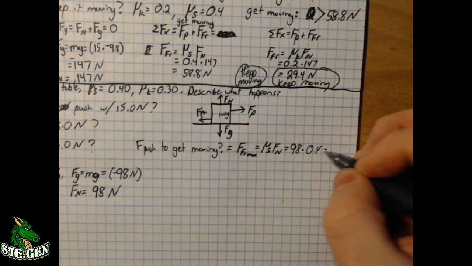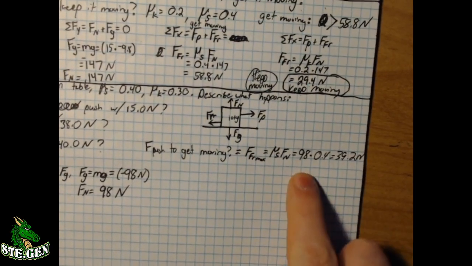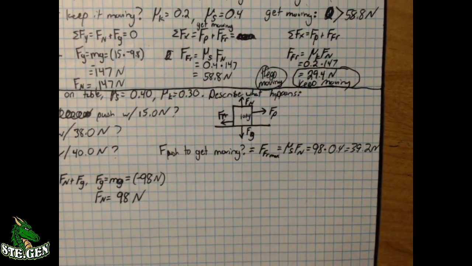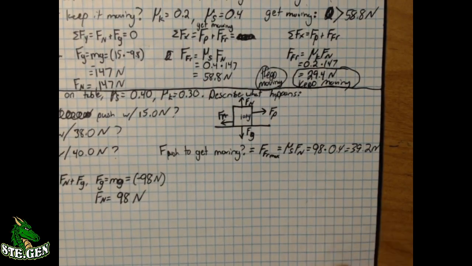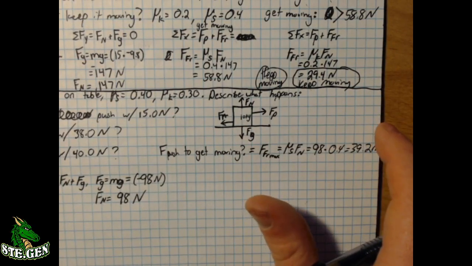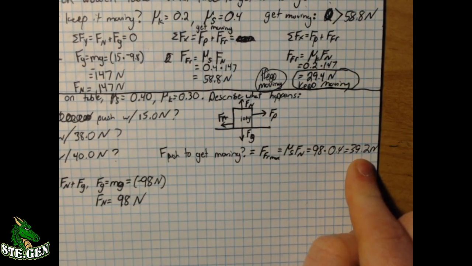I get 39.2 newtons. So what this value has told me is that until we pass 39.2 newtons, the object is not going to move. The object will not be moving at all. 39.2 is how much resistance the ground will give if you keep trying to just push it flat against it.